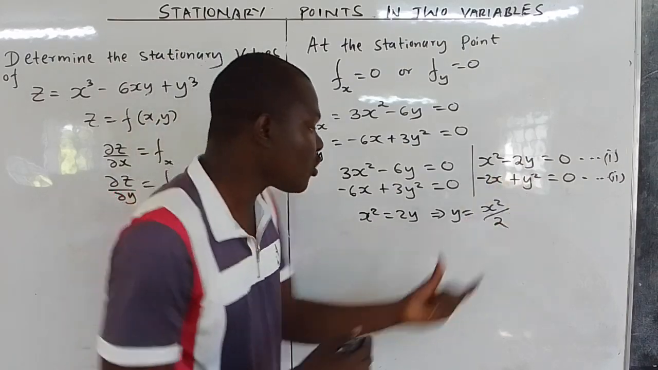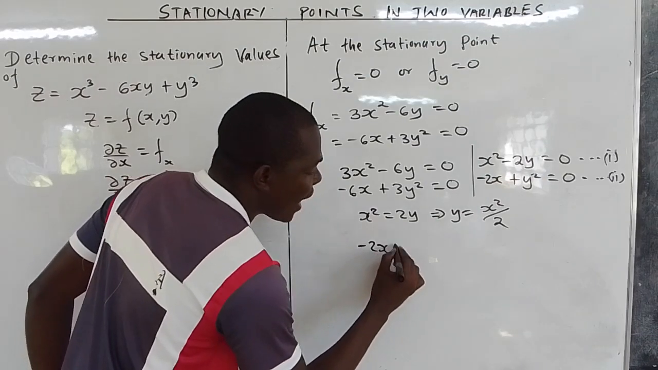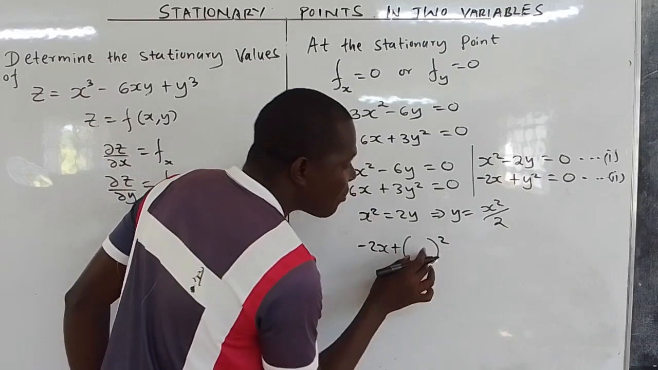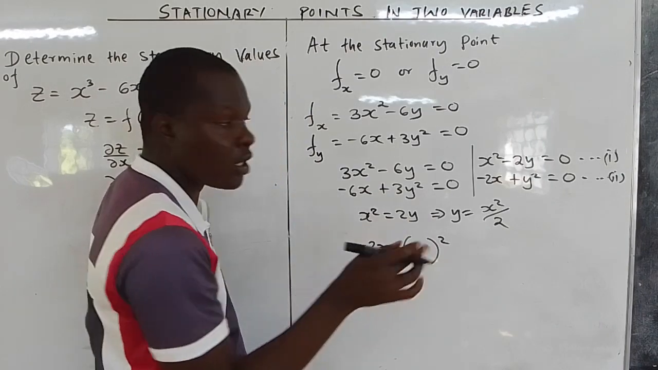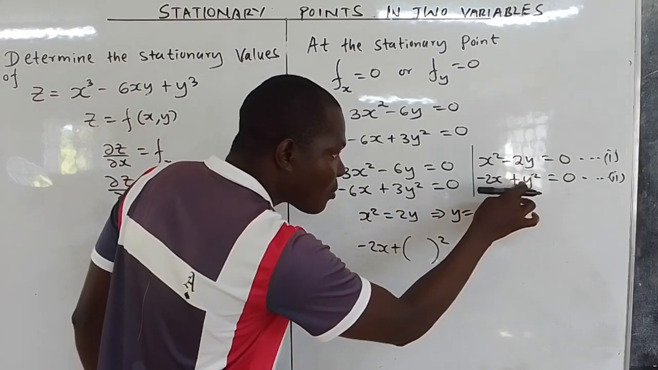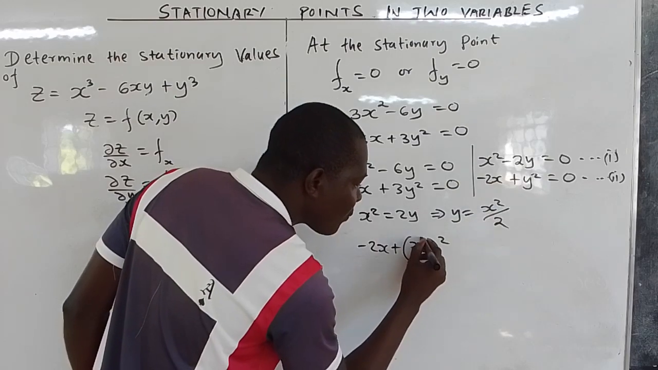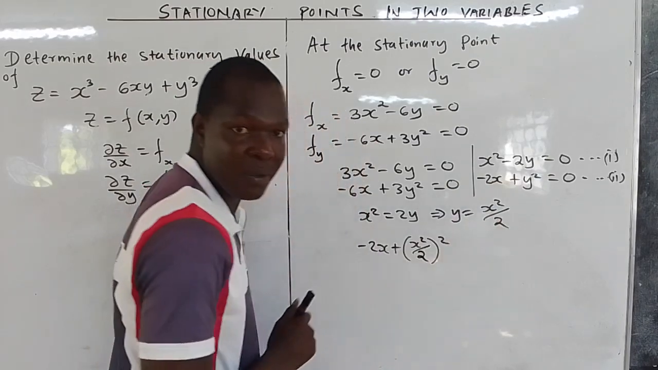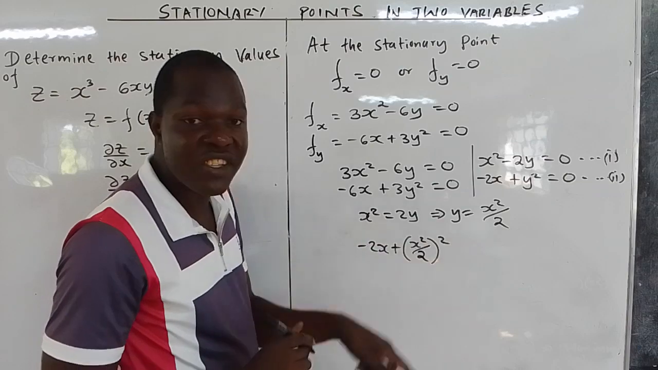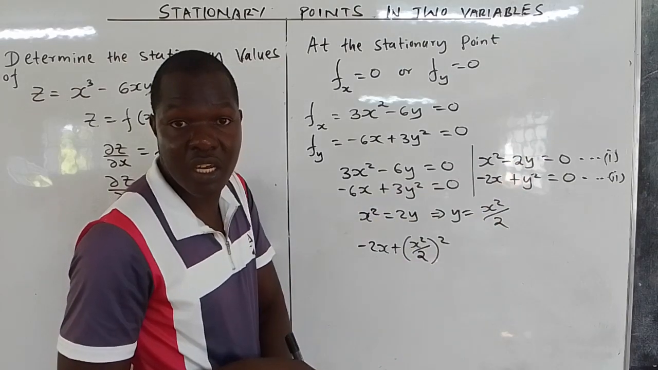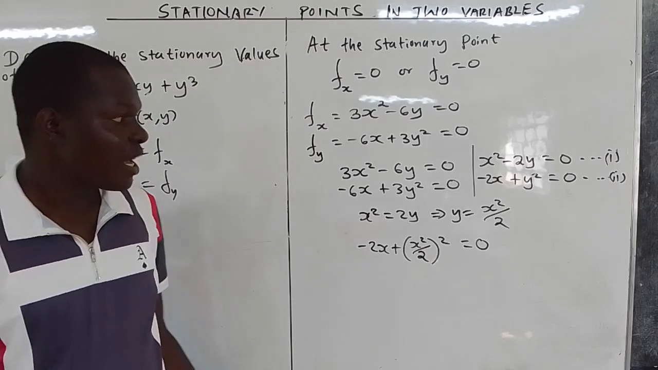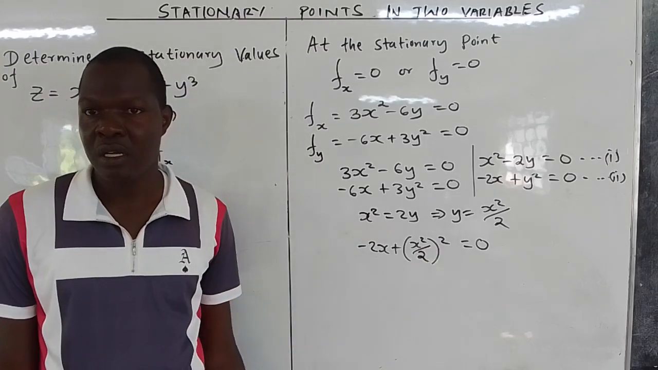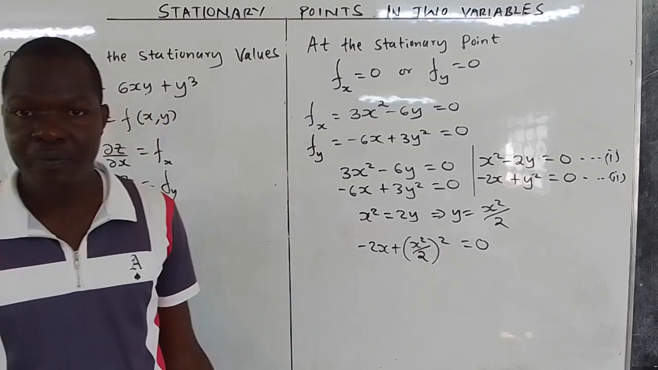In the second equation, we have minus 2x plus y squared. Meaning the value of y must be inside the bracket, because the whole of it is the value of y. So it is minus 2x plus y squared, but your y is what? The y you found is x squared over 2 from the first equation, to be equal to 0. The next step is to open the bracket.